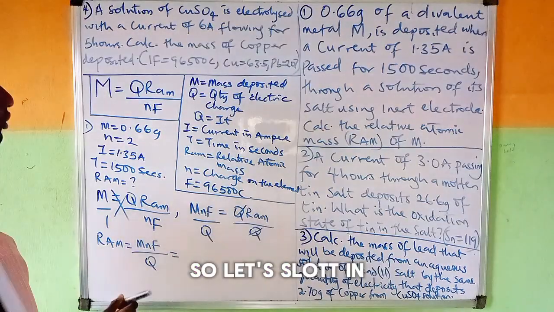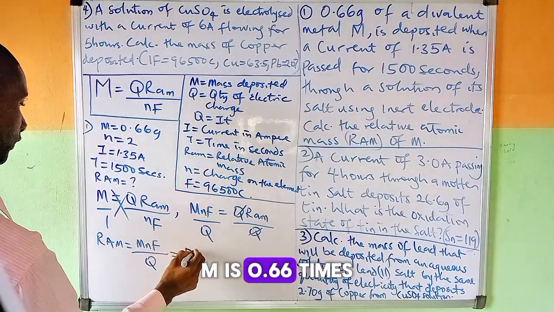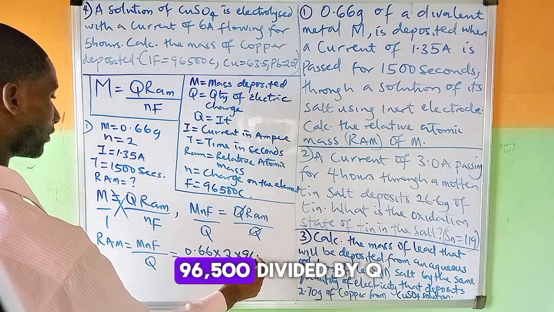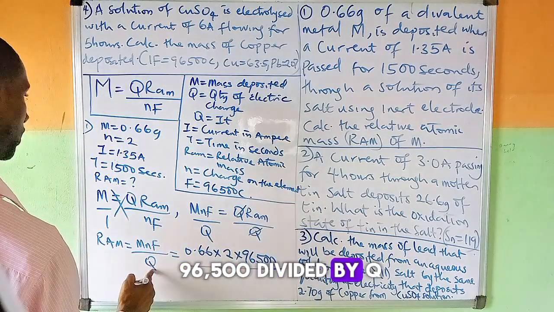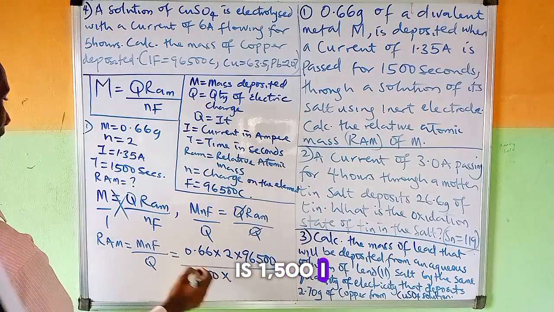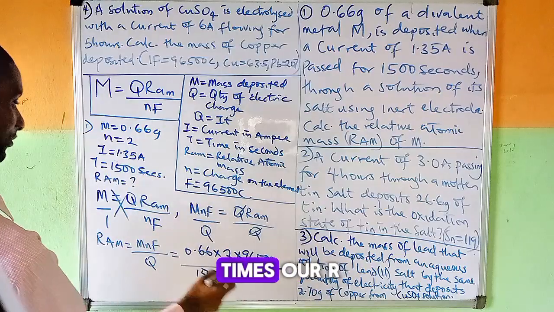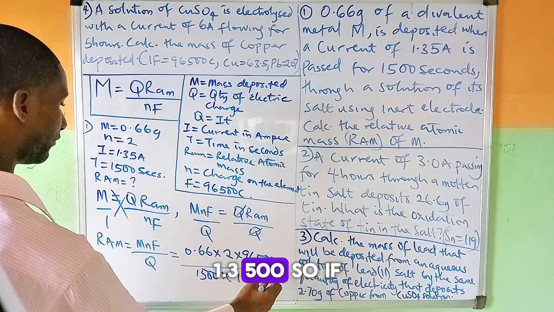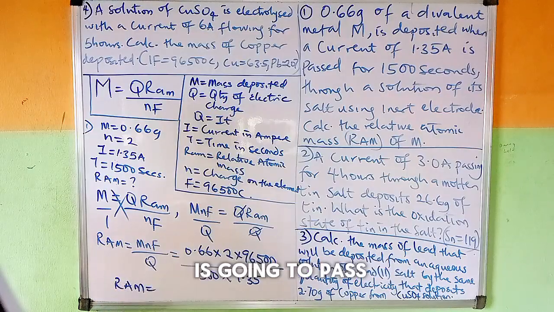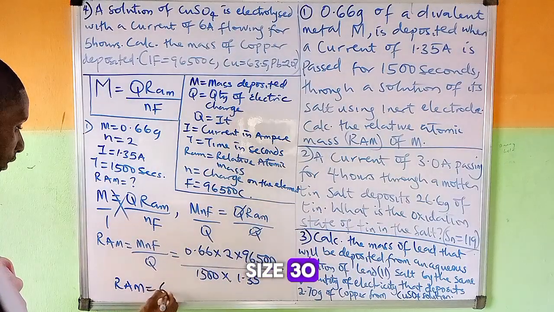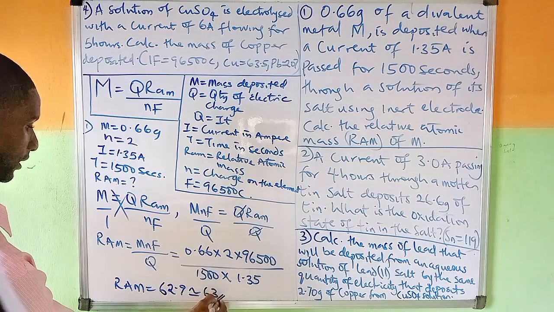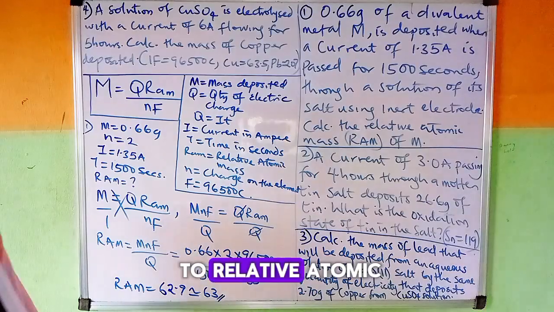So let's slot in the values. M is 0.66 times N is 2 times 96,500 divided by Q, and our Q is IT, that is 1,500, that's the T, times our I, 1.35 ampere. So if you slot in your values, the relative atomic mass answer is going to be 62.9, which is approximately 63. That is the answer, the relative atomic mass.